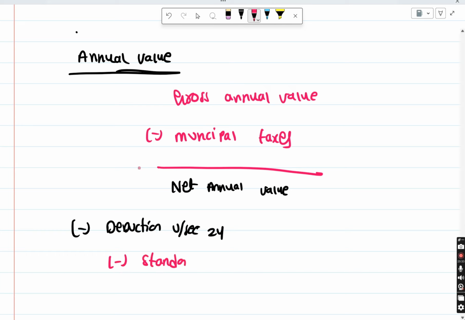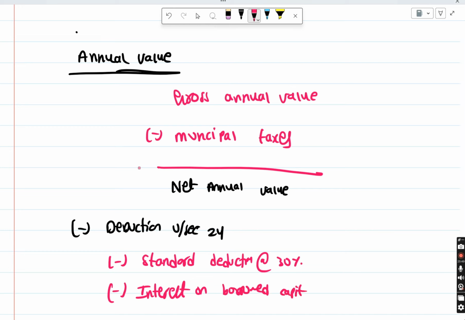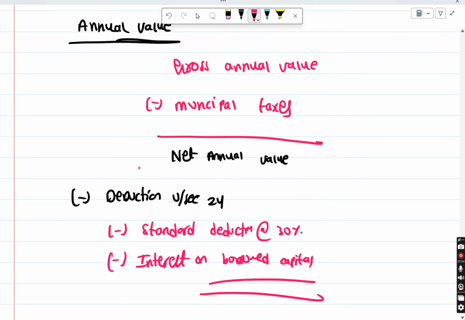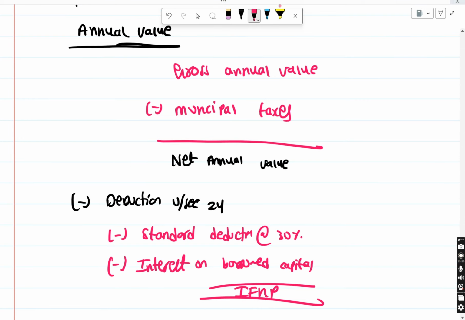Standard deduction, I will explain everything separately, you just write this part. Standard deduction 30% and interest on borrowed capital. Only these two deductions we have. Then finally you will get income from house property. That's all. So the first step is finding out the gross annual value. Now how do we find this gross annual value?